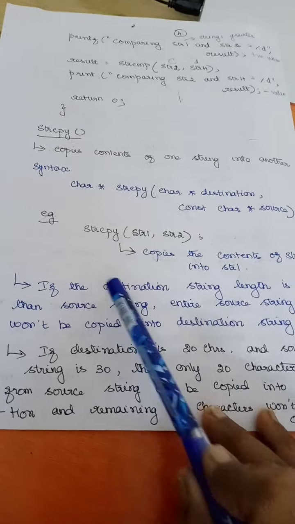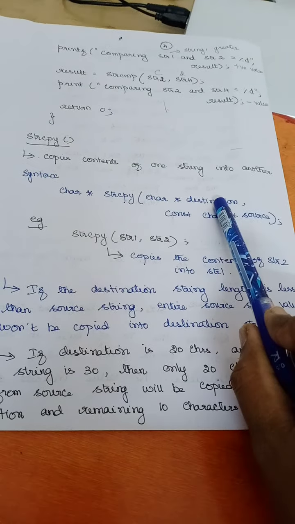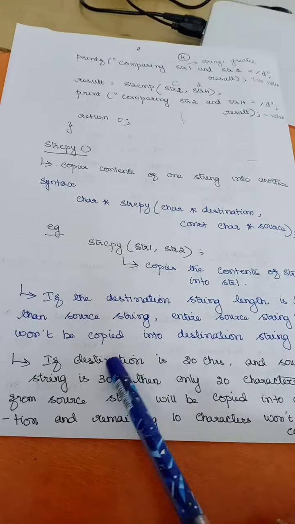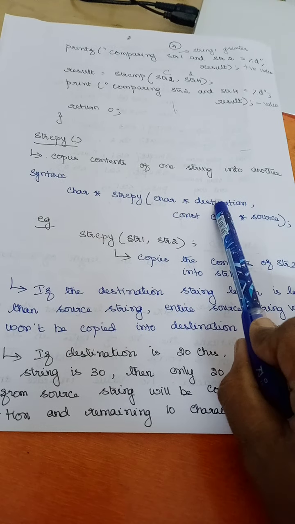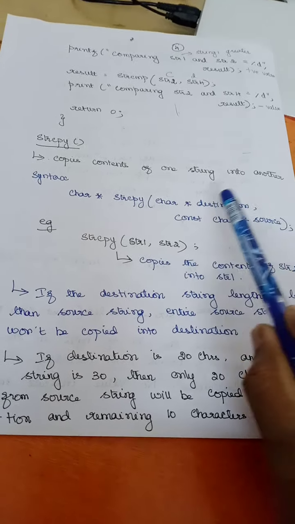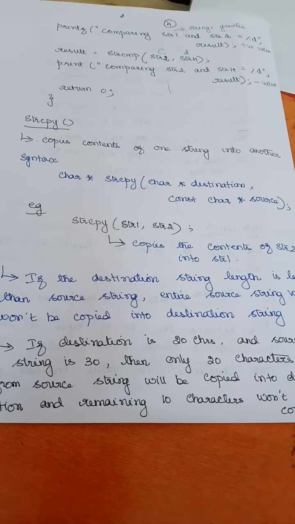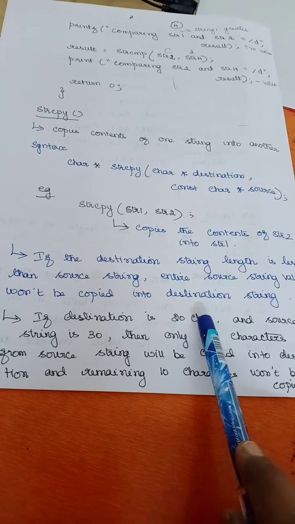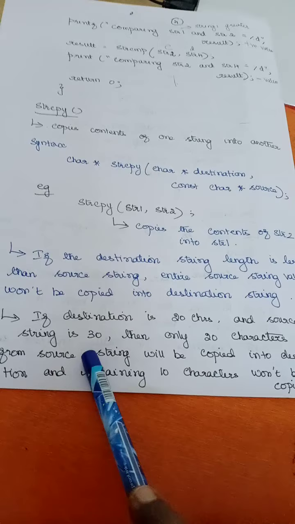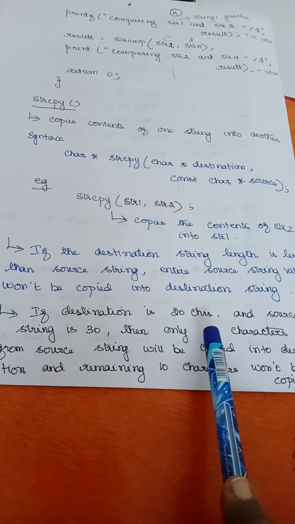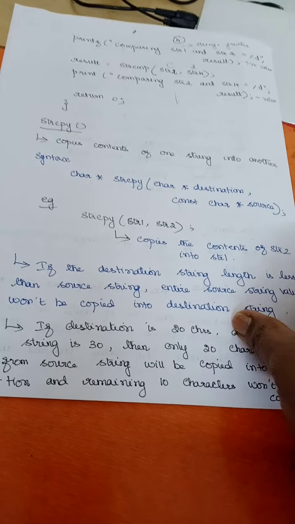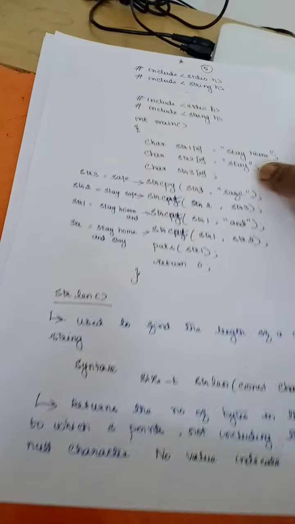So if the destination string length is less, for example, if I have less memory here than my source, then the entire source value won't be copied. Whatever character space is available here, only that much will be copied to the destination and the remaining characters will be discarded. For example, if my destination is a character array of 20, but my source string is 30, then only 20 characters will be copied to this destination. The remaining 10 characters will be discarded, right? We will see one example now.